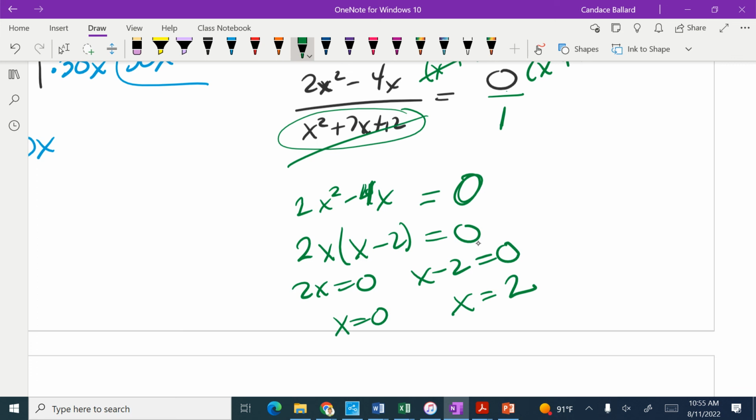All right, so what did I do in this line right here? What's that called? Greatest common factor. What's this line? What did I do there? Zero product property, and then we just solve it, right? Okay. Give you a minute if you need to write it down.